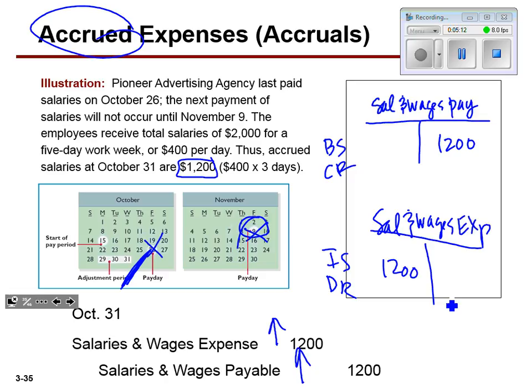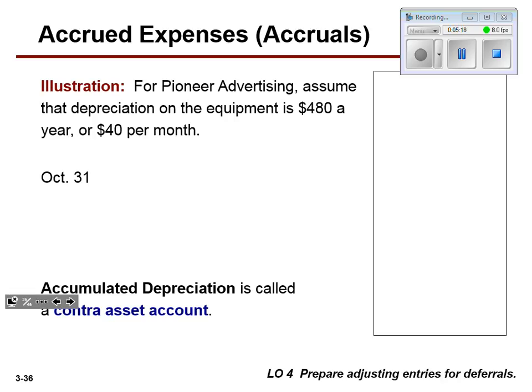So I wanted to be a little bit more deliberate than what the PowerPoint originally was. Here's another accrued expense. Again, I see the word accrued. Does that mean dollars are happening yet? No.